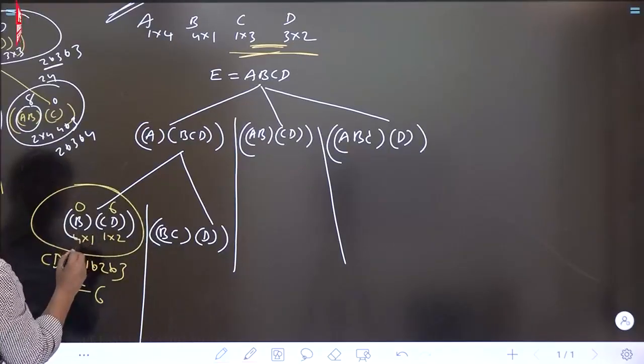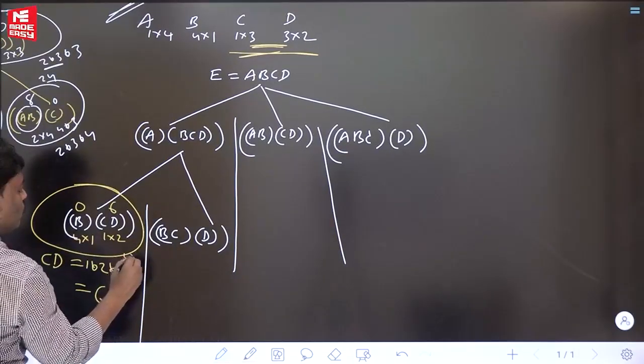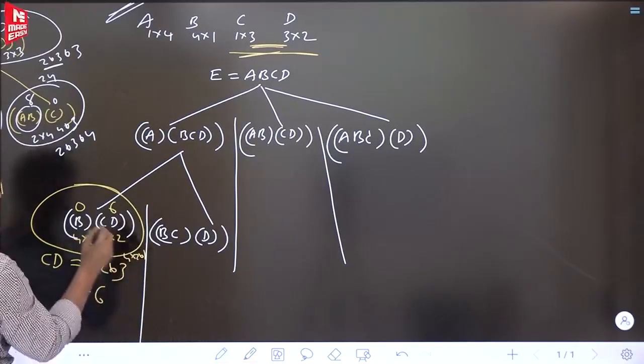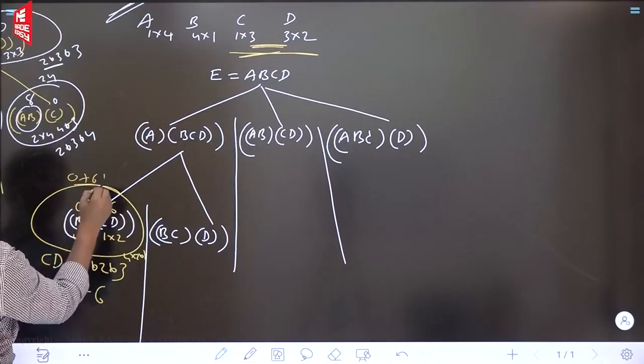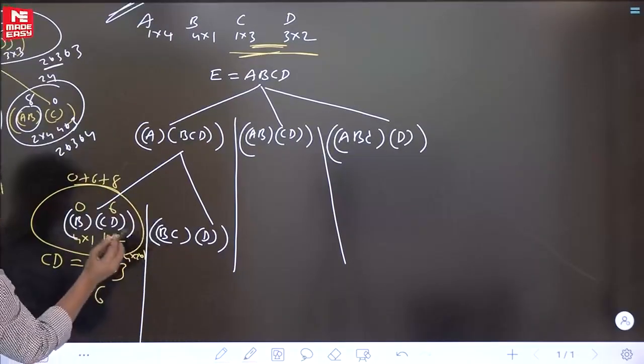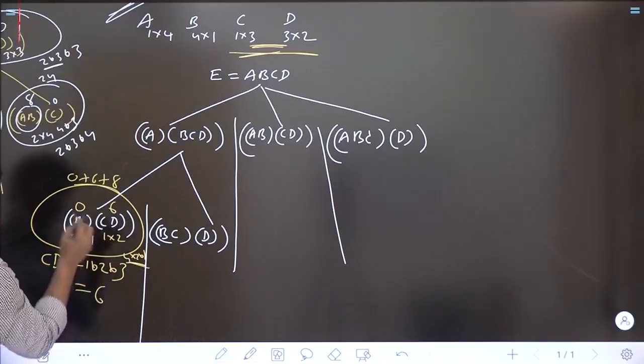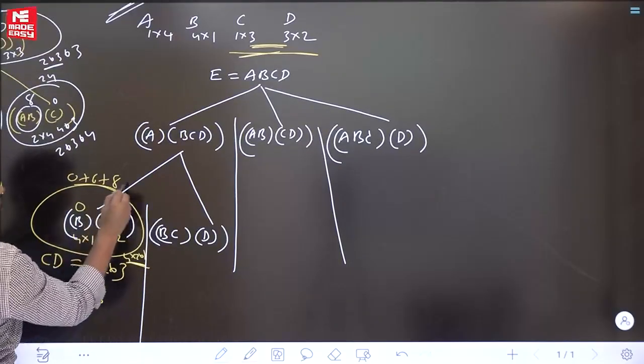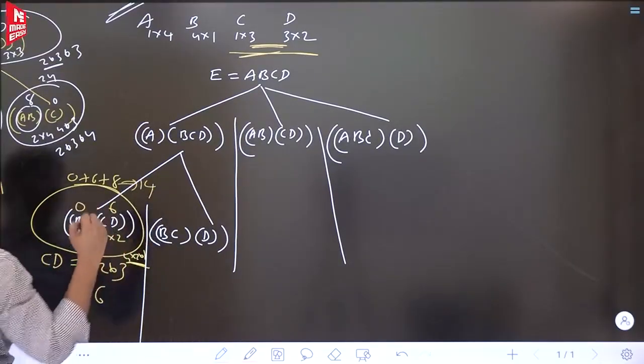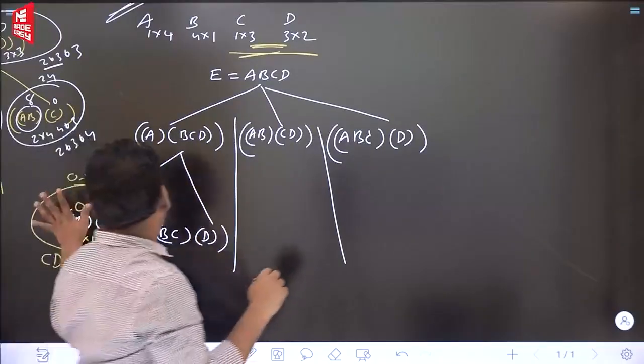If you combine, what is the answer? 4 by 1, 1 by 2. What is the answer? 4 by 2 into 1. What is the answer? 8. So 0 plus 6 plus 8. So this one, 4 by 2, is 8. Combining plus 8, left plus 0, right plus 6, total, what is the answer? 14. So to get the BCD, one way is 14.